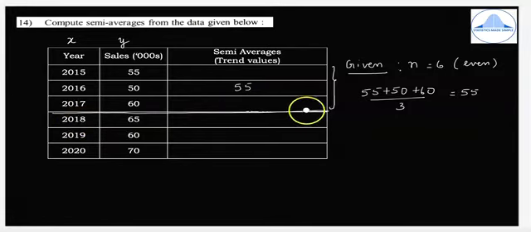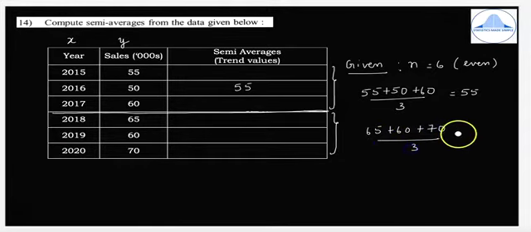Similarly, for the second half, that is 2018, 2019 and 2020, we find the semi-average, which is 65 plus 60 plus 70 whole divided by 3. After simplification, you will get 65. Now this 65 should be written corresponding to the middle year 2019. The positioning is important, otherwise you'll be losing 1 mark. So the semi-averages are 55 and 65, and they should be written corresponding to their middle years, that is 2016 and 2019 respectively.